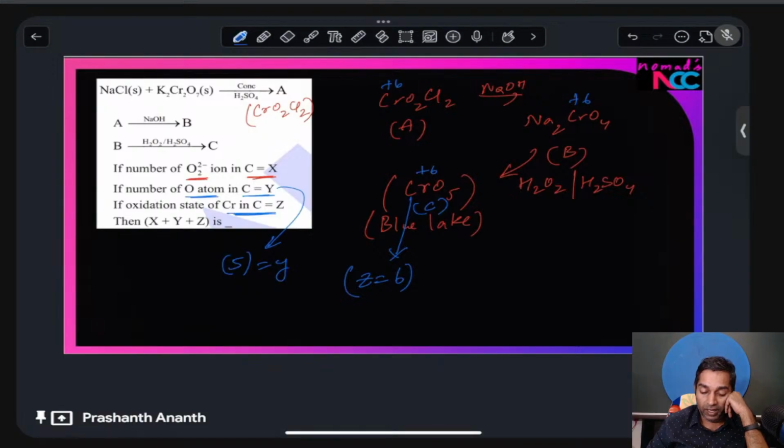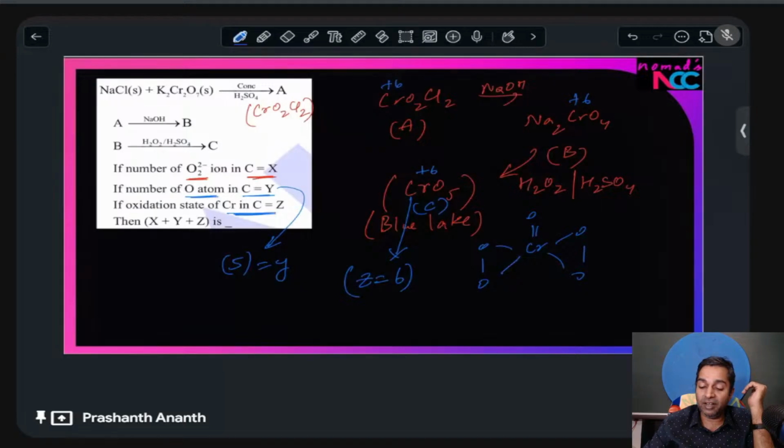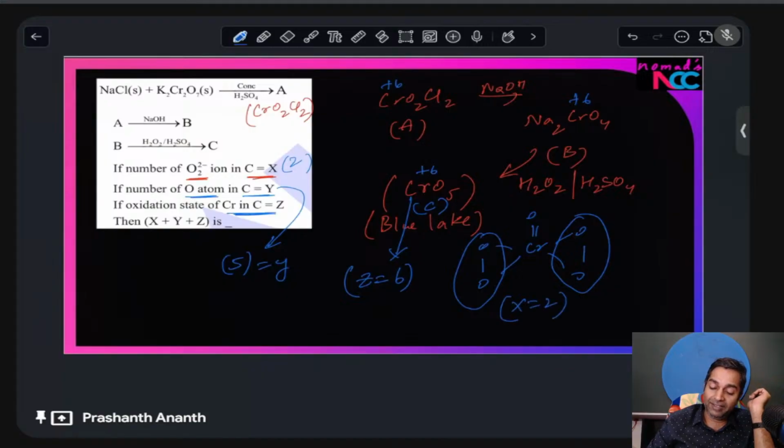Lastly, number of peroxide ions in C. See, CrO5 structure is going to be like this. You're going to be having it as double bond O and O. So technically, if I have to say number of peroxide links, there are 2 peroxide links over here. So X is going to be 2. So X is 2, Y is 5, Z is 6, means X plus Y plus Z works out as 2 plus 6, 8. 8 plus 5 is going to be 13. So I would say the answer for this is 13.